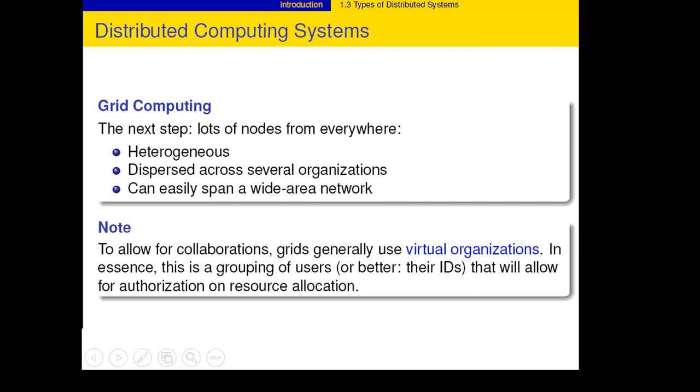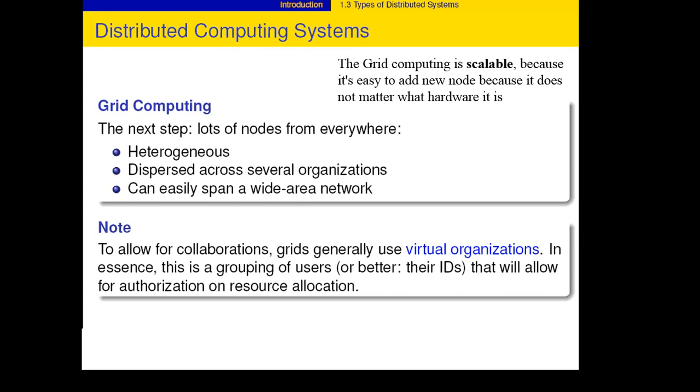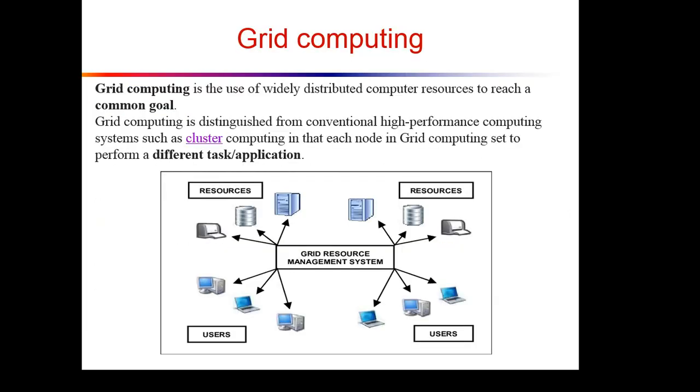Okay, dispersed across several organizations, it can easily span a wide area network. To allow for collaborations, grids generally use virtual organizations. In essence, there is a grouping of users, or better, their ID, that will allow for authorization and resource allocation. Grid computing is scalable because it's easy to add a new node, because it does not matter what hardware it is.